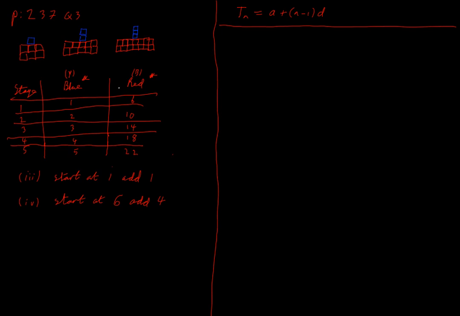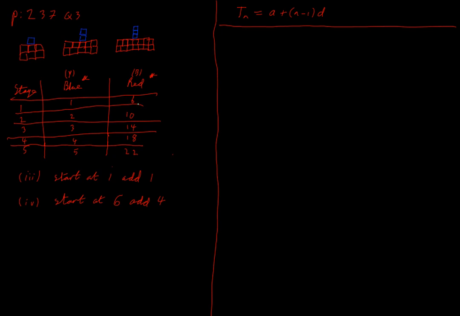Now if we look at our red boxes, we start out in stage 1 with 1, 2, 3, 4, 5, 6 boxes. So we have 6 red boxes in stage 1. In stage 2 we have 1, 2, 3, 4, 5, 6, 7, 8, 9, 10. 10 red boxes in stage 2. And we have 1, 2, 3, 4, 5, 6, 7, 8, 9, 10, 11, 12, 13, 14 red boxes in stage 3. Now what are we doing each time?